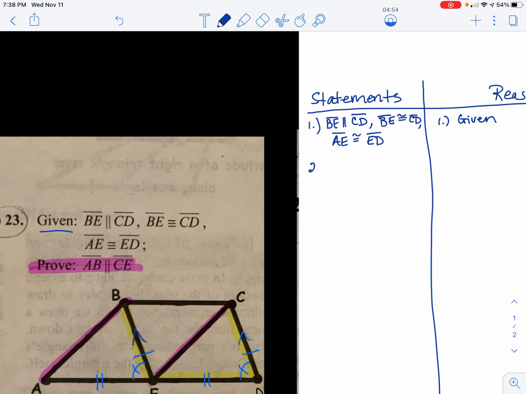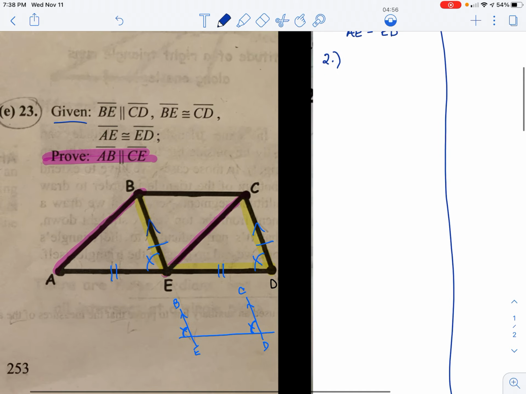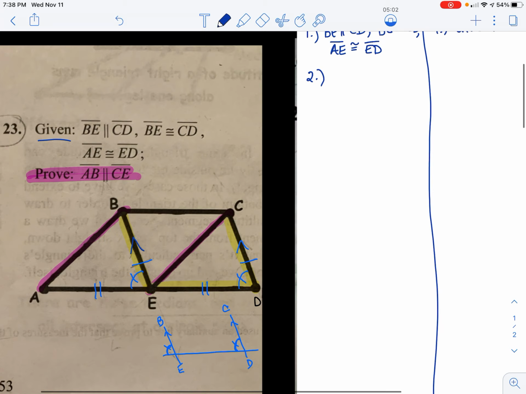Number two is what we just proved. We just proved that these two angles down here are congruent to each other. So let's list what those are. I'm going to give you a minute to look at it and see how you want to list those. This angle right here and this angle right here.